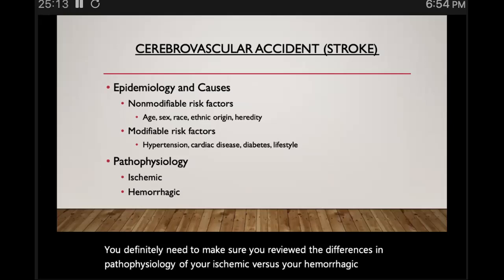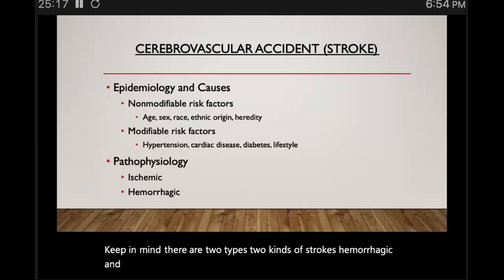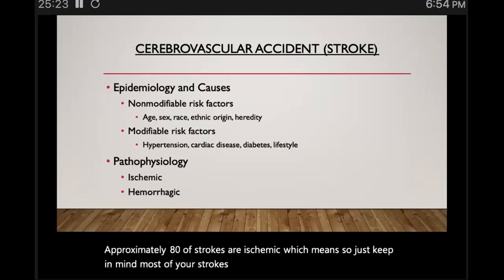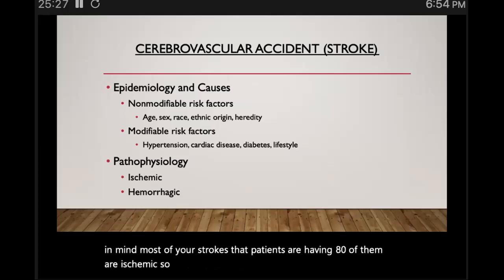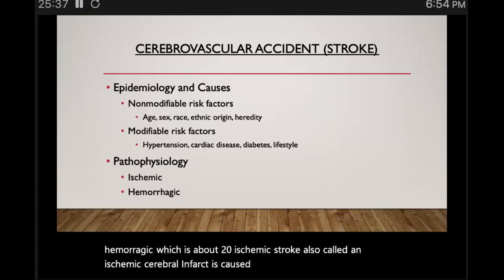Keep in mind there are two kinds of strokes, hemorrhagic and ischemic. Approximately 80% of strokes are ischemic, so most of the strokes that patients are having, 80% of them, are ischemic. So make sure you know what ischemic is versus your hemorrhagic, which is about 20%. Ischemic stroke, also called an ischemic cerebral infarct, is caused by a decreased blood flow to a localized part of the brain supply.